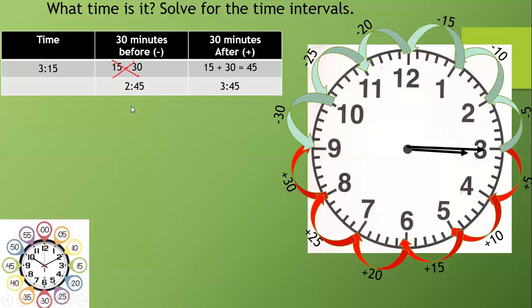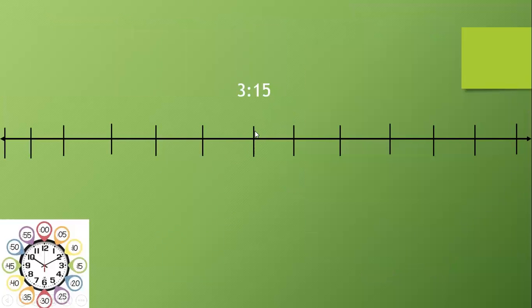Okay, so 2:45 moving backwards. Let's take a look at our number line starting at 3:15. And again, we are adding in 5-minute intervals up until we get to 30. Now let's begin counting.